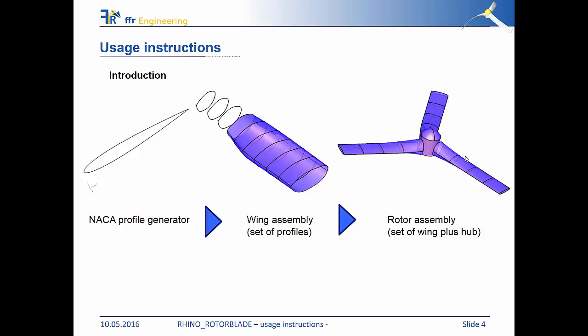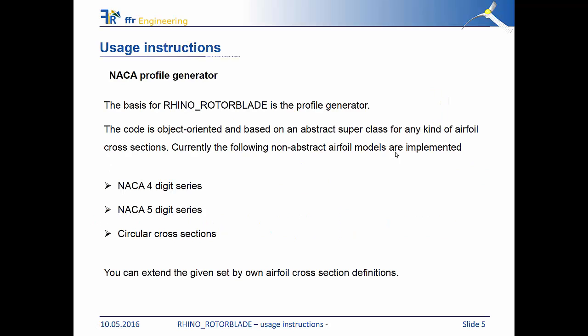You can also see this here on the slide, and all these slides are also provided to you if you download the folder with the extension. We will have a look at it later, but here you already see there are basically 3 steps. There's the step where you have the NACA profile generator, and then you can assemble them to a set of cross sections forming a wing model, and then if you assemble those wings and add a hub in the middle, you have a rotor model. That's basically the idea of the extension. And let's go to the basic NACA airfoil profile generator.